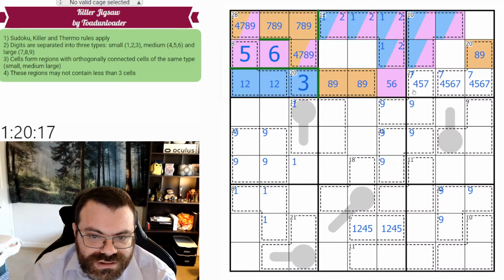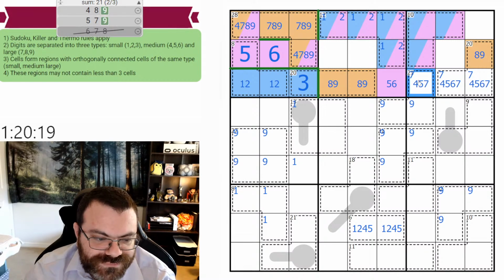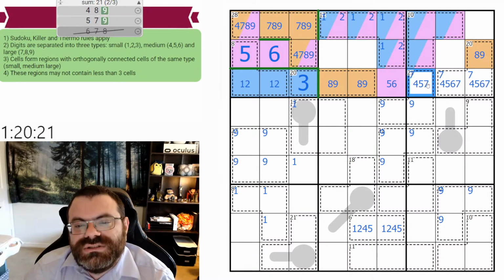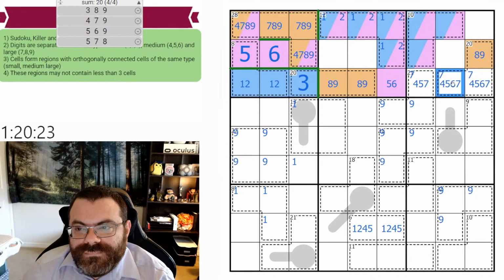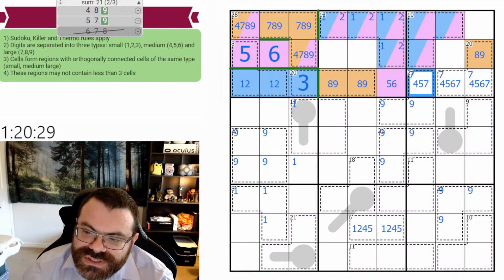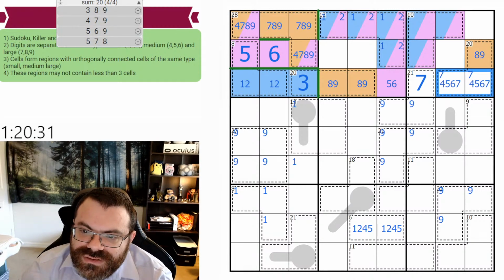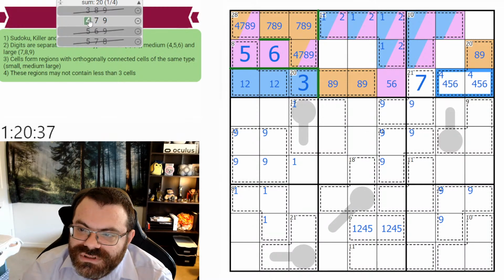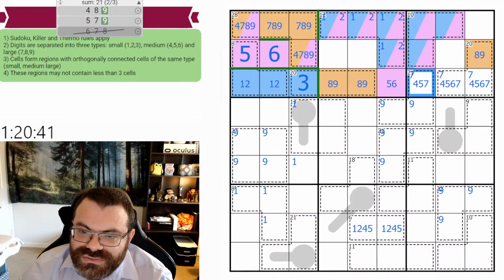If row 3, column 7 was a 7, you'd force 4 into the 20 cage. Which would be bad, yeah. So if this was a 7, then we'd have to put a 4 into this cage. But the only way to have a 4 is 4, 7, 9, which would need another 7. So this cannot be 7.